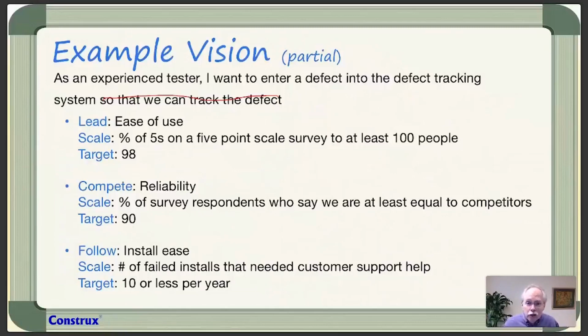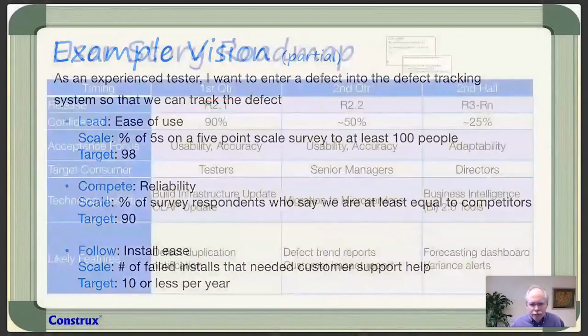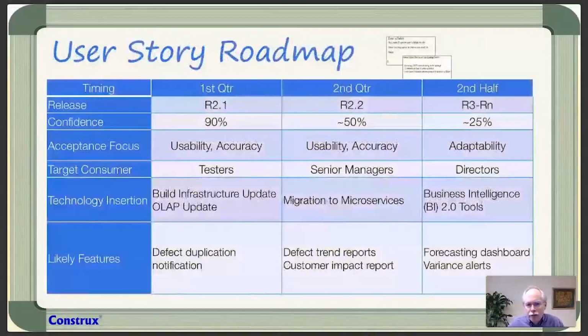And we could actually use this to start making a roadmap of what we're going to build. So this is what I like to think about as a user story roadmap. And it goes from the things at the top of this page that I'm really, really confident about to the things at the bottom that I'm less confident about.